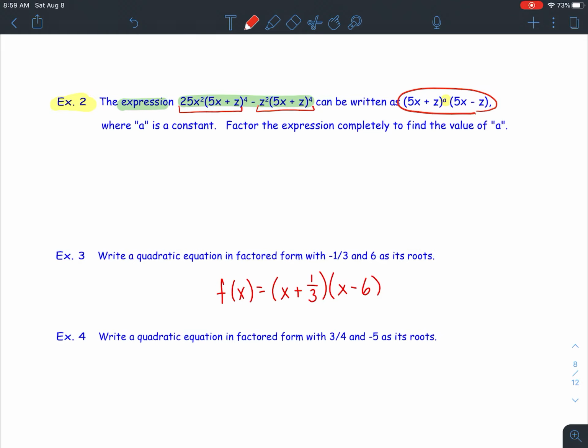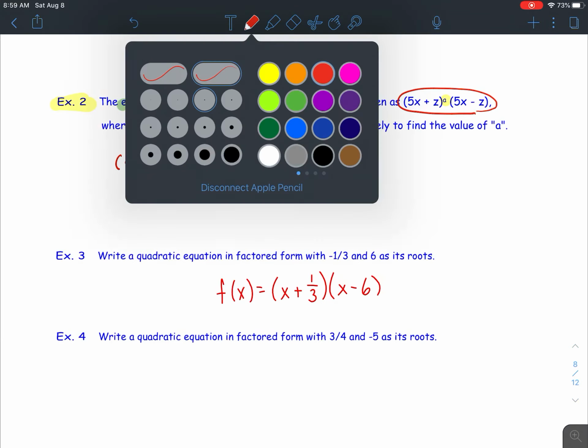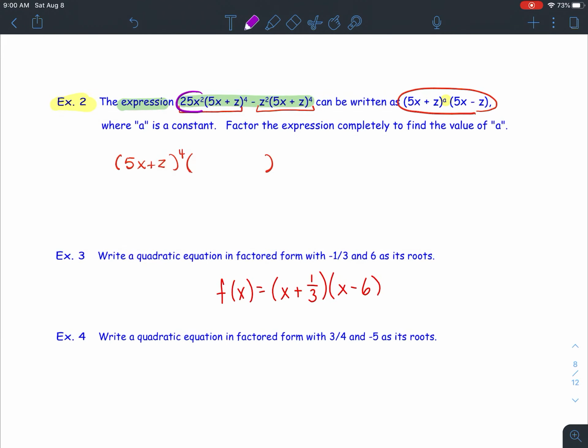So we're going to look at this expression. Here is all one term. Then we hit that subtraction sign and we get another term. We should always be checking for a GCF at the beginning of factoring problems, and I notice that these both have the 5x plus z to the 4th power in common. So I'm going to pull out a 5x plus z to the 4th power, and that's going to leave behind a 25x squared and a minus z squared. So I'm going to write 25x squared minus z squared.